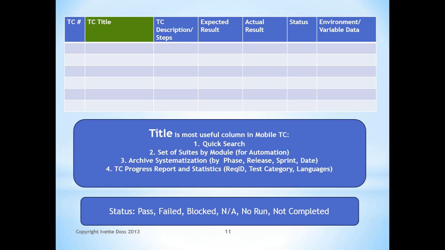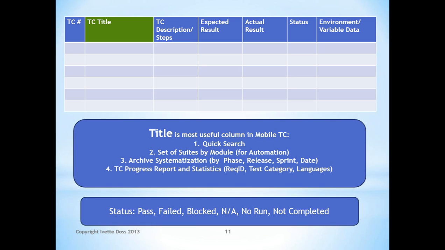But as common sense, for most test cases the most important field is the title. Everything goes with the title. Why? Because the steps are not really extended and nobody really has time to read all the steps. They want to get the maximum from the title, for quick search, for a set of suites, by module, for automation.